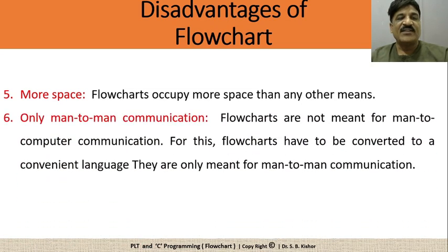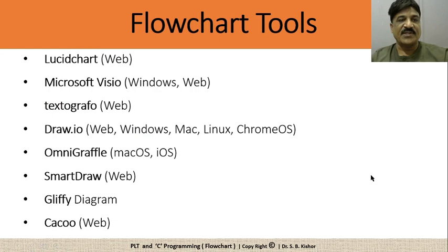And finally, it is only man-to-man communication. The flowchart that you have drawn, you are not able to check via a tool whether we have written it properly or not. Hence it is called only man-to-man communication. Flowcharts are not meant for man-to-computer communication. For this, a flowchart has to be converted into a convenient language, and they are only meant for man-to-man communication.